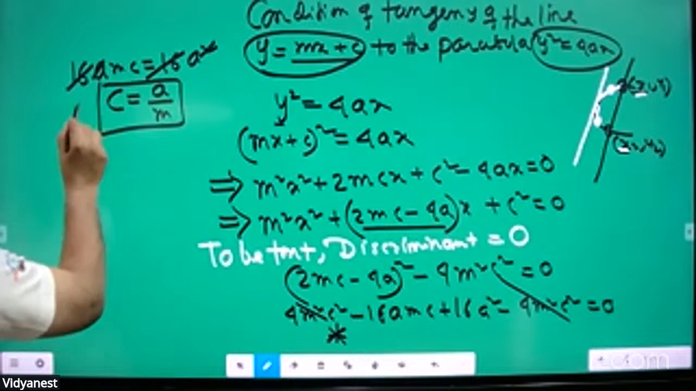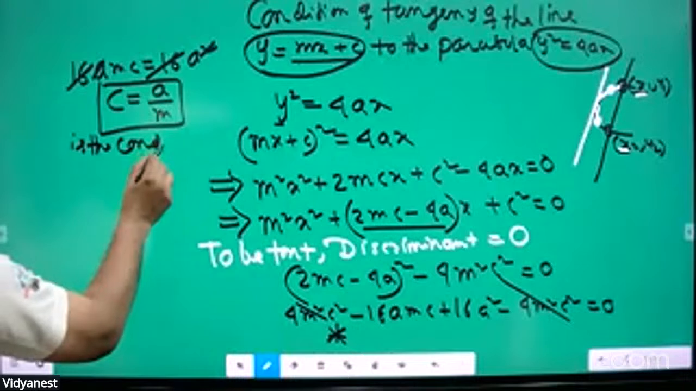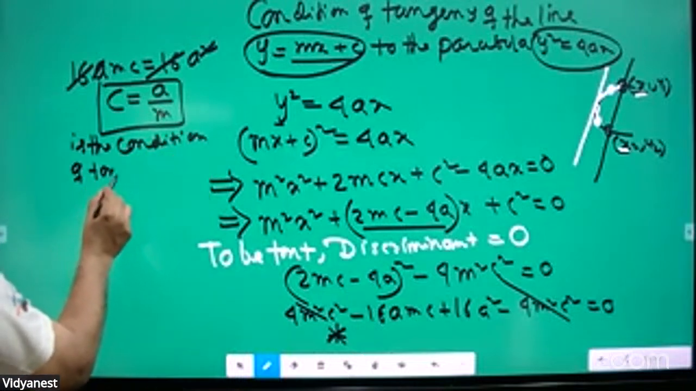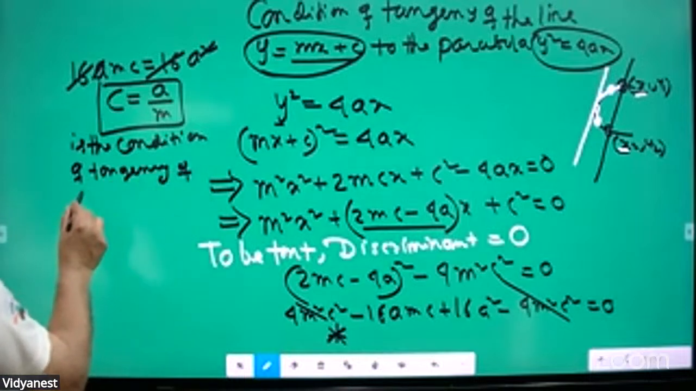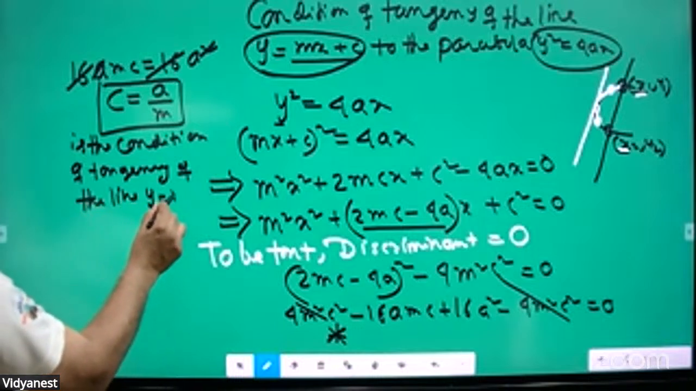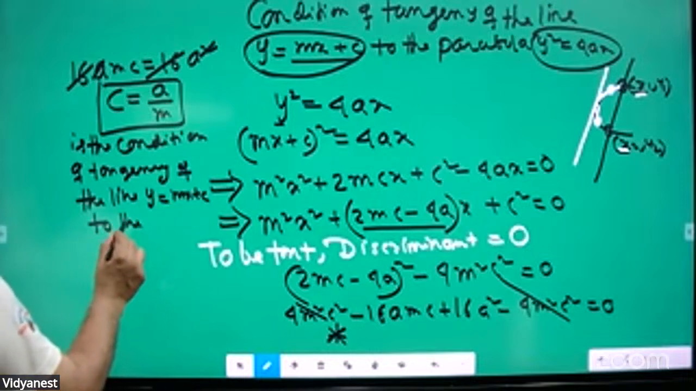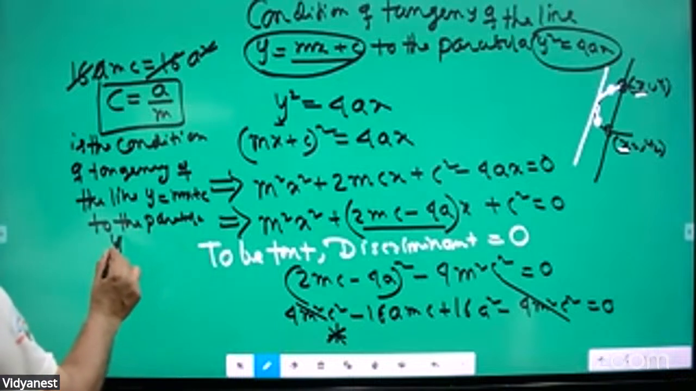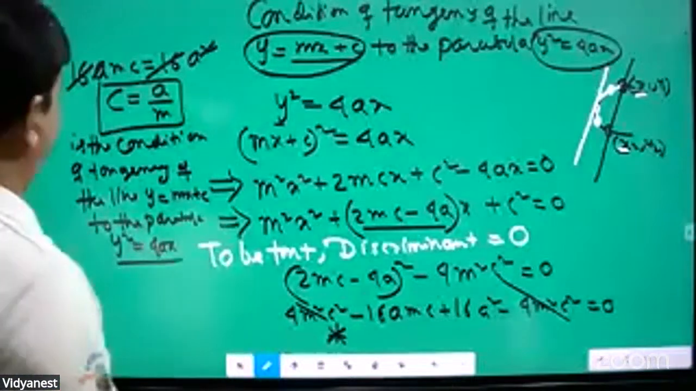So this is the condition of tangency of the line y is equal to mx plus c to the parabola y square is equal to 4x. Okay.